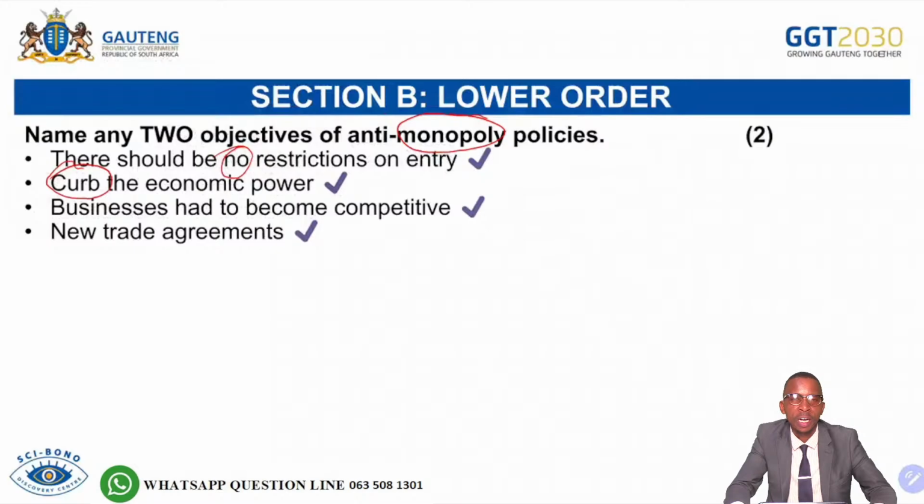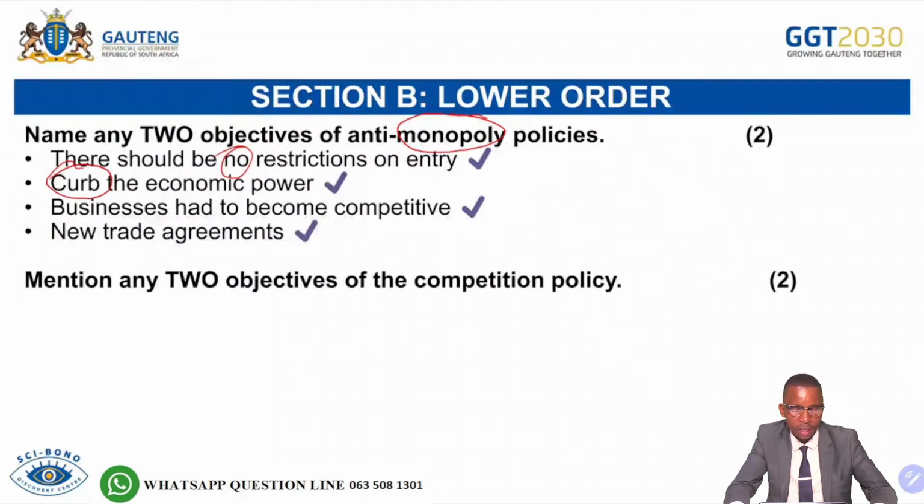So there should be trade agreements that are existing within the market. And then the second one, mention any 2 objectives of commission policy.